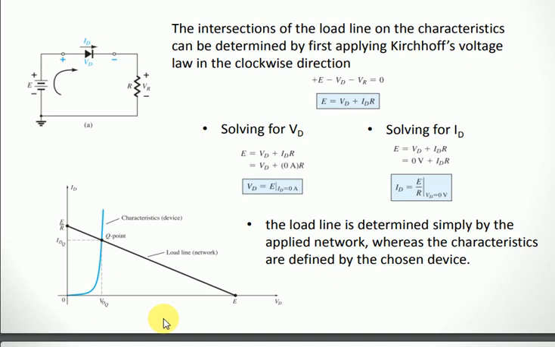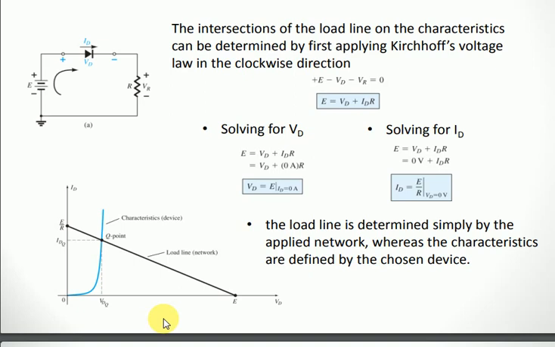Now the black line is basically the load line. Coming towards the equations, we get ID is equal to E over R while VD is equal to 0. So from this graph, when VD is equal to 0, then ID is equal to E over R. That gives one point. And VD is equal to E when ID is equal to 0, so on the horizontal line we have VD is equal to E.